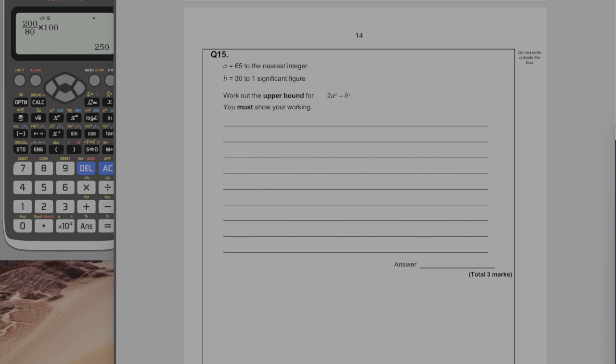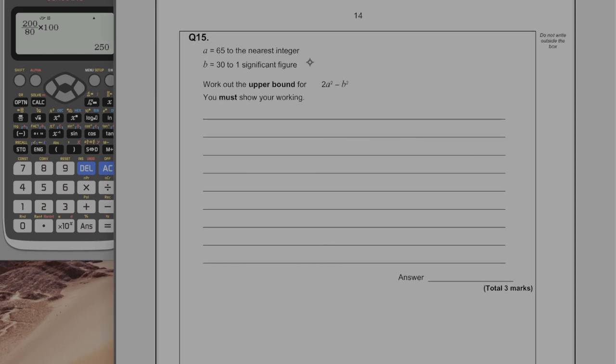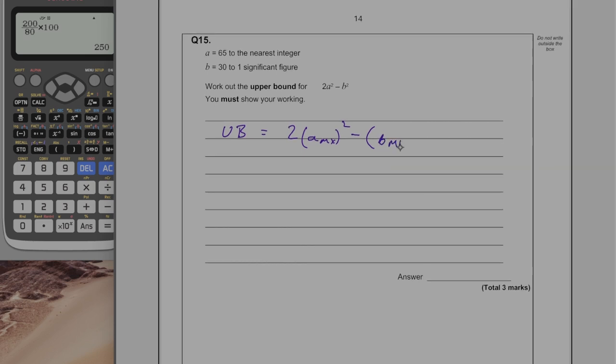Question 15. A is equal to 65 to the nearest integer. B is equal to 30 to one significant figure. Work out the upper bound for 2a squared minus b squared. Right, okay, so if I want the maximum value for this, the upper bound is going to be equal to 2 lots of the maximum value for a squared minus the smallest that b could be. So minus b min squared.